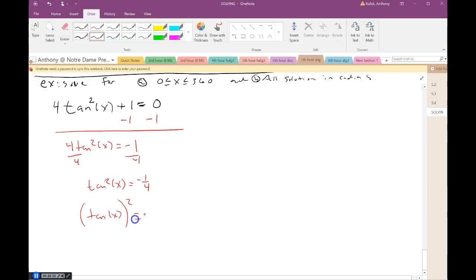We said it was really meant this, right? But we chose not to write it that way because it saved us from having to write all those parentheses all over the place. So how do I get rid of that squared there on the outside? I have to square root both sides.